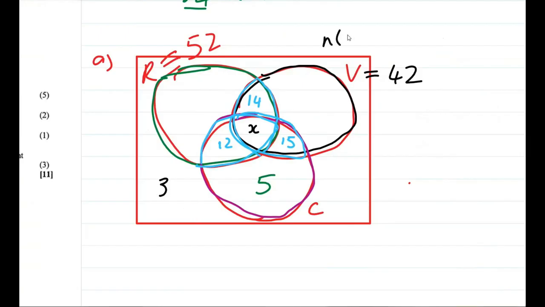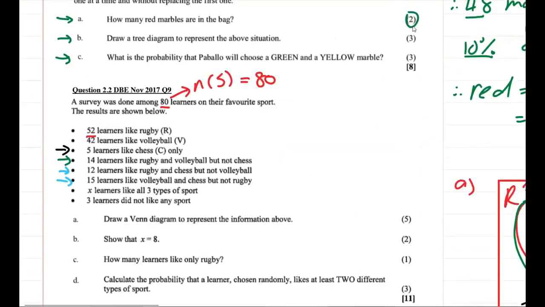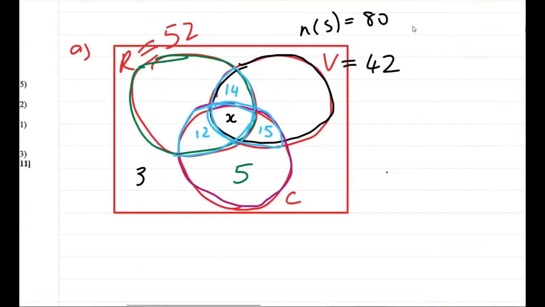Right. So the number of the sample space again, we said is, what is it? 80. Okay, cool. Now, we don't know what this is though, but it's okay. We can at least find those spaces in terms of X. Is that okay with you? Yes, sir. All right, let's look at the number of outcomes for only rugby.